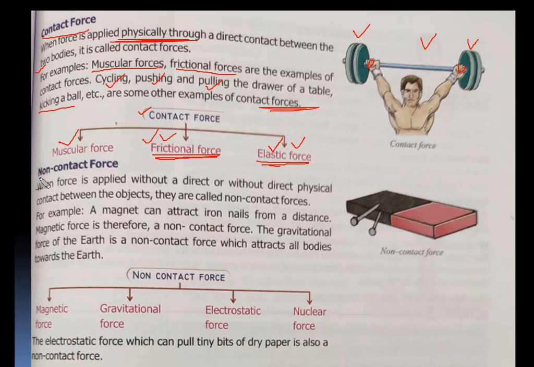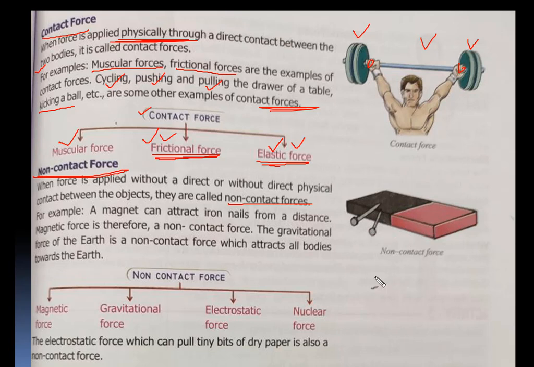The second one is non-contact force. When force is applied without direct physical contact between the objects, it is called non-contact force. So in case of non-contact force, the force is applied, but there is no physical interaction or physical connection between the bodies. For example, this is a magnet.